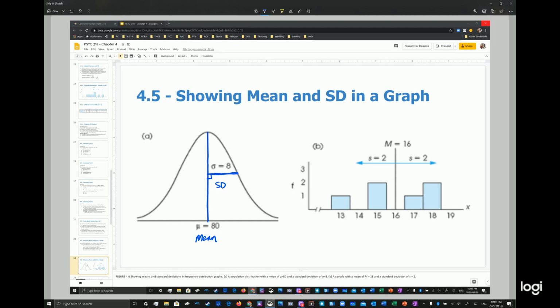If you're not dealing with a curve or a frequency distribution polygon or curve, then you use an arrow to indicate the standard deviation. This shows both directions, and assuming this is symmetrical, it would be both ways. The mean is that vertical line showing you where the expected value is as a measure of central tendency.